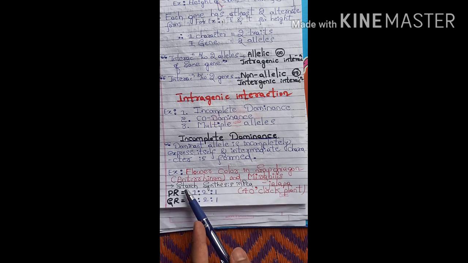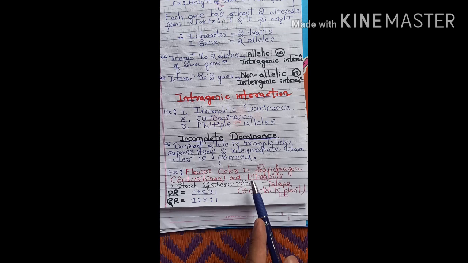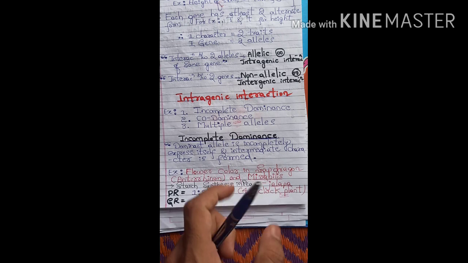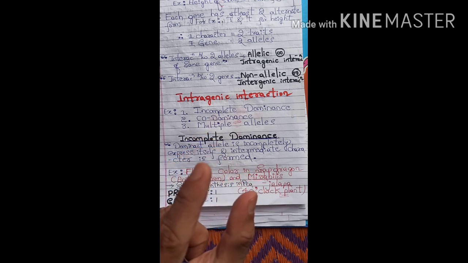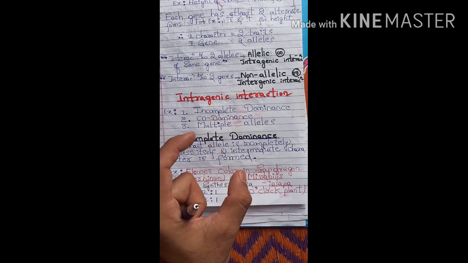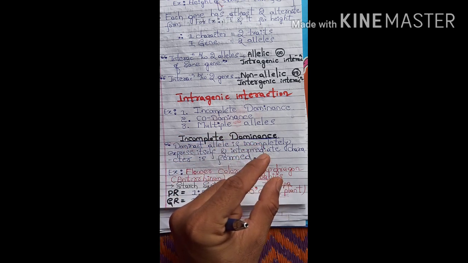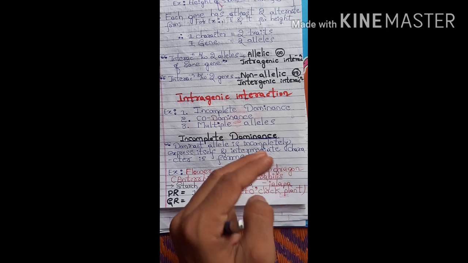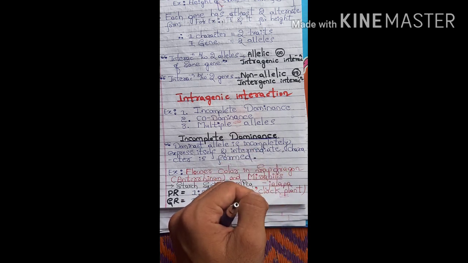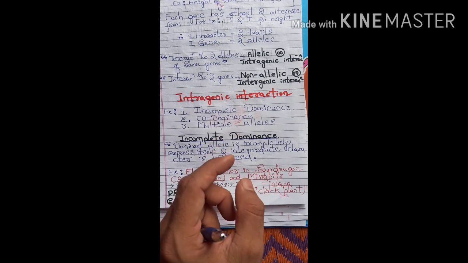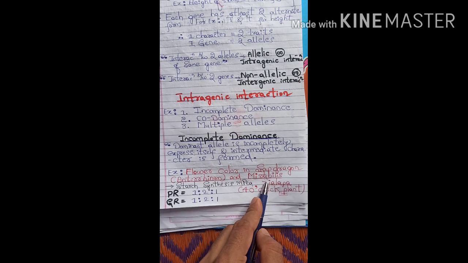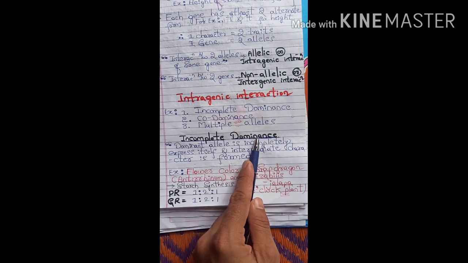There is one more example, that is starch synthesis in pea seeds. We know that pea seeds are rich in starch, and for example, if the pea seeds are rich in starch, their size is bigger. When the pea seeds have a small amount of starch, they are very small in size. So when the cross is made between these two plants, in the F1 generation the plant produces medium sized pea seeds. So starch synthesis in pea is the best example for incomplete dominance.